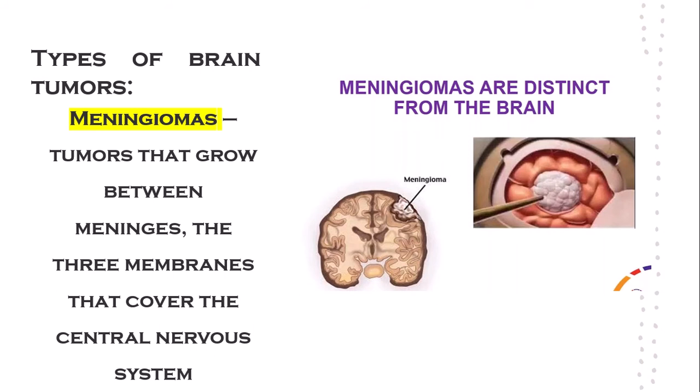First is the meningiomas tumor. This tumor grows between the meninges, the three membranes that cover the central nervous system. This tumor forms on the membranes that cover the brain and the spinal cord, just inside the skull. We can see it in the picture here.